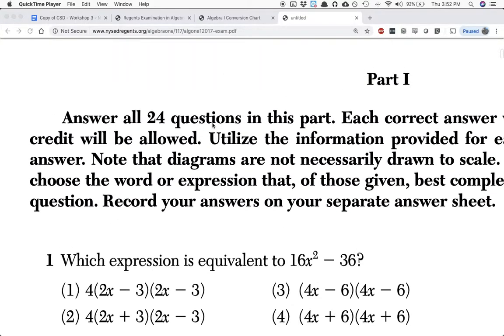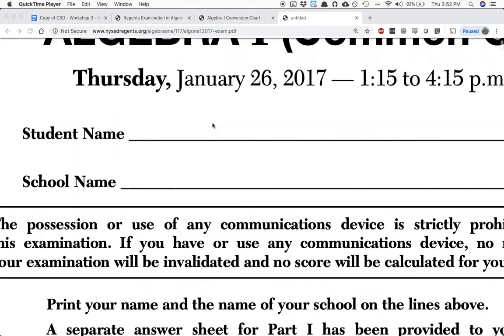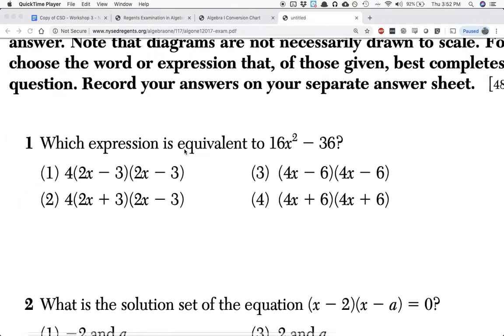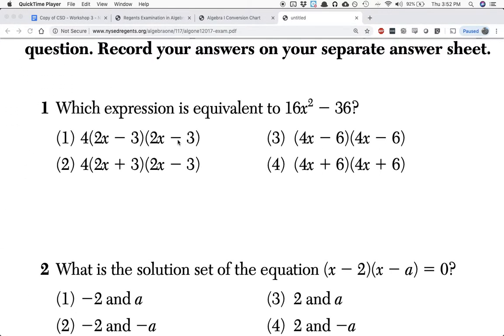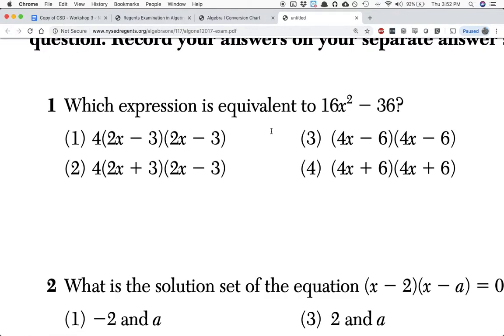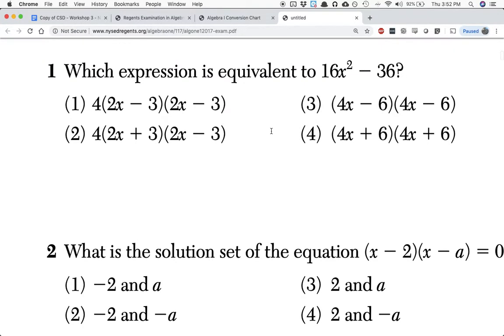So we are here looking at the January 2017 Algebra 1 Regents. We're going to start with question number 1. It says, which expression is equivalent to all this over here, 16x squared minus 36? There's a couple ways to do it, and we're going to explore those different ways.